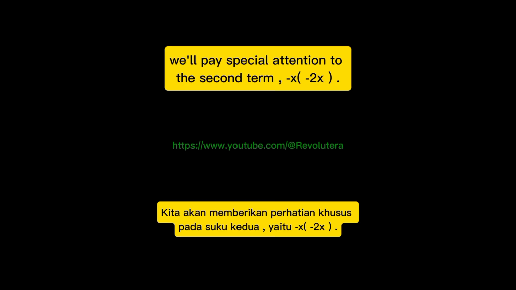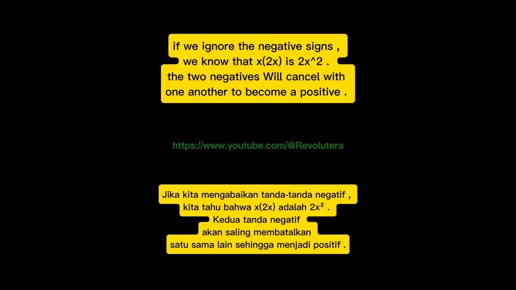We'll pay special attention to the second term, x times negative 2x. If we ignore the negative signs, we know that x times 2x is 2x squared. The two negatives will cancel one another to become a positive.